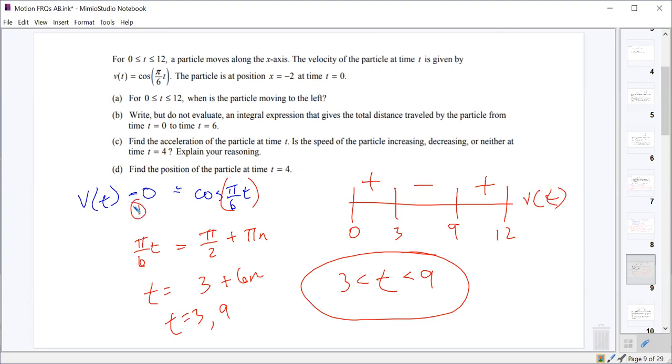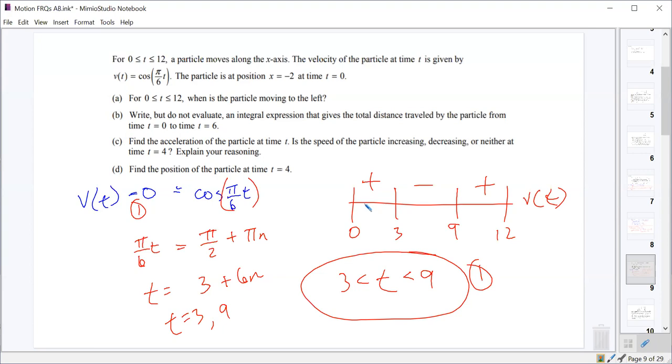1 point for setting v of t equal to 0, 1 point for the interval. Any questions there? Did we have to do a sign chart, or could we just reason it out by putting cosine as negative for the interval? Yeah, that would be fine. I mean, you'd have to write something to say, okay, cosine is negative when t is 3 to 9. That'd be fine. Like talking about which quadrant that is, or something like that.